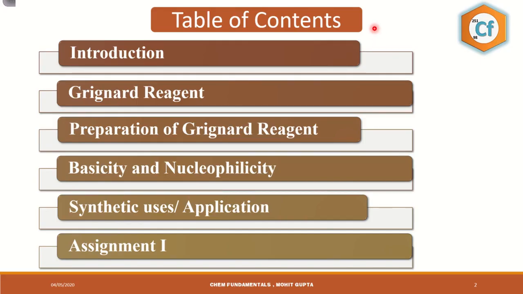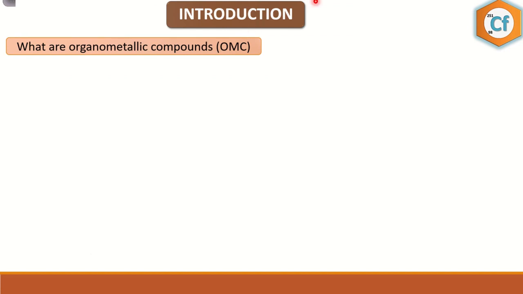So this is the table of contents. Today we are going to discuss what organometallic compounds are, that is, their introduction. After that, we'll be studying what Grignard reagents are, how to prepare Grignard reagents, their basicity and nucleophilicity, their synthetic uses and applications, and after that we have one assignment. Solve it, and in case you have any problem regarding this assignment, then you can contact me on my email ID. So let's start with the introduction.